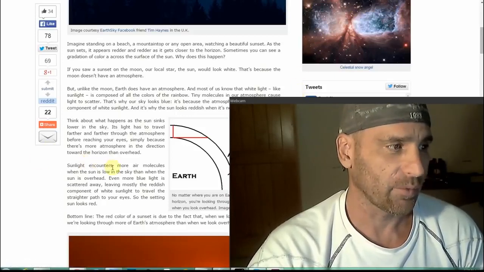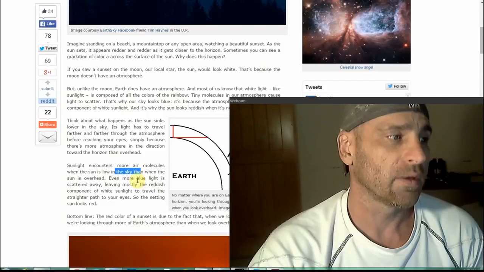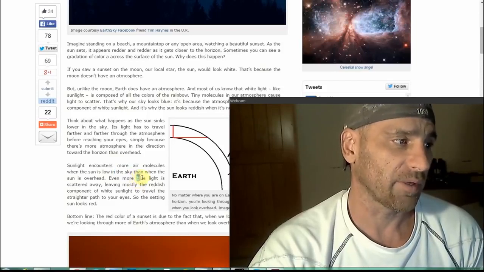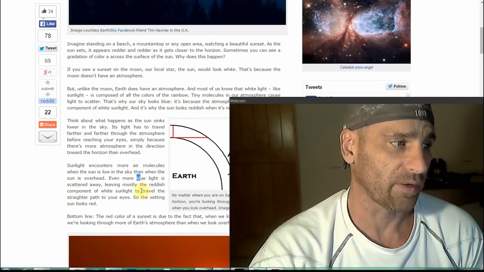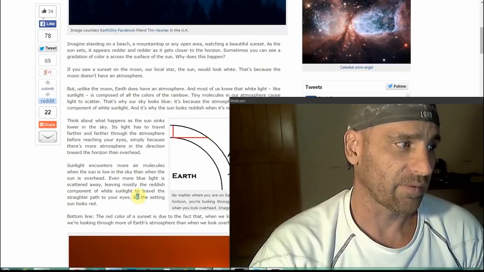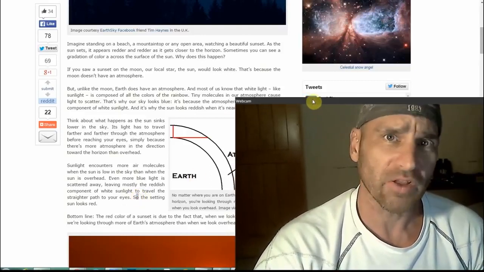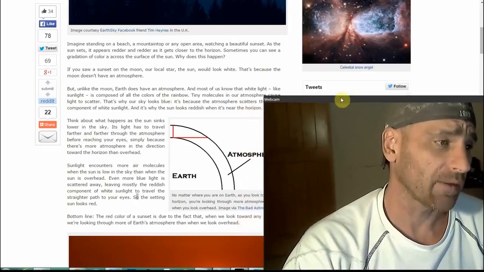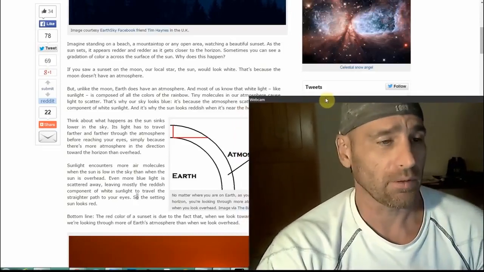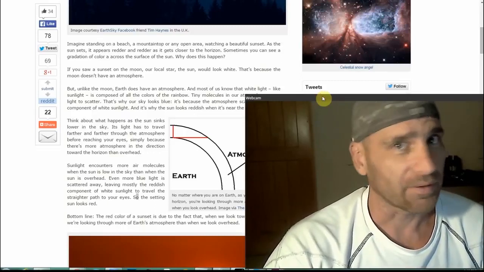Sunlight encounters more air molecules when the sun is lower in the sky than when the sun is overhead. Even more blue light is scattered away, leaving mostly the reddish component of white sunlight to travel the straighter path to your eyes, so the setting sun looks red. Sounds good, right? Yeah, sure. But it's not the correct answer.